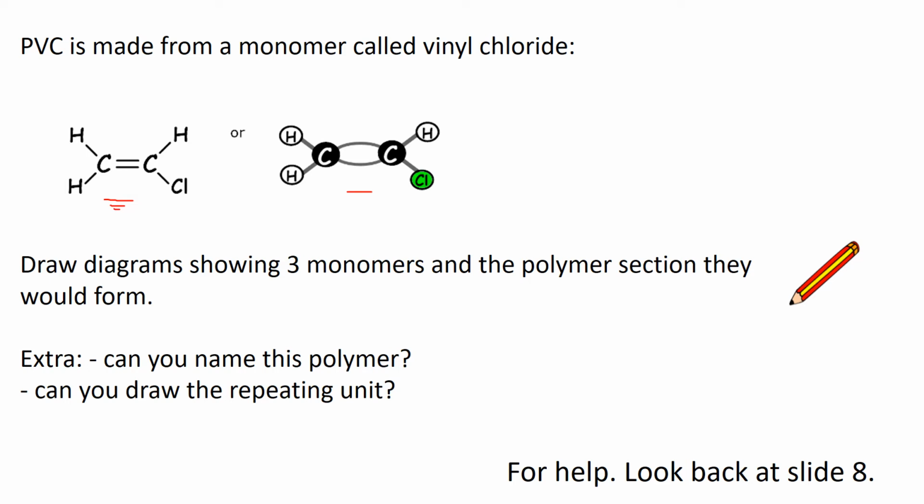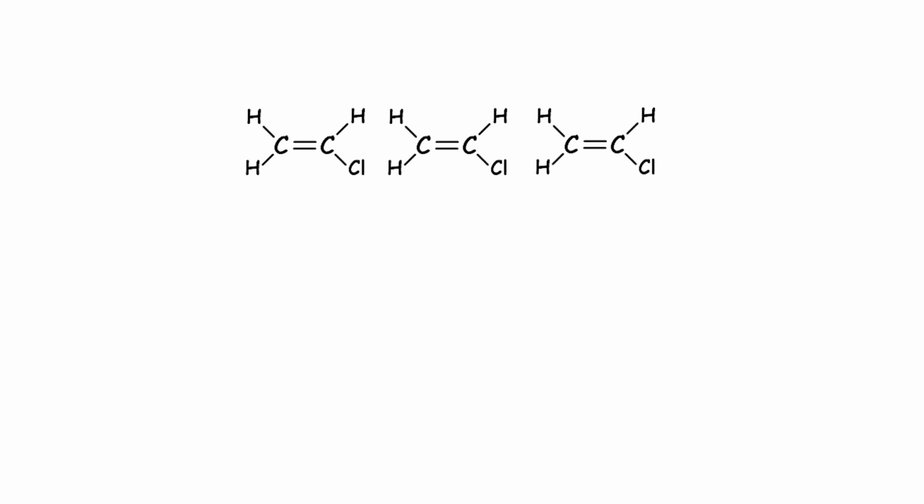So it says draw 3 monomers side by side and then draw the polymer section that would be formed. You can look back 2 slides at slide 8 for help, because it's a similar diagram done there. So we want 3 monomers side by side and then draw the polymer section that would be formed. Hopefully you've had a little go at doing it yourself, but here you go, you've got your 3 monomers sitting side by side.